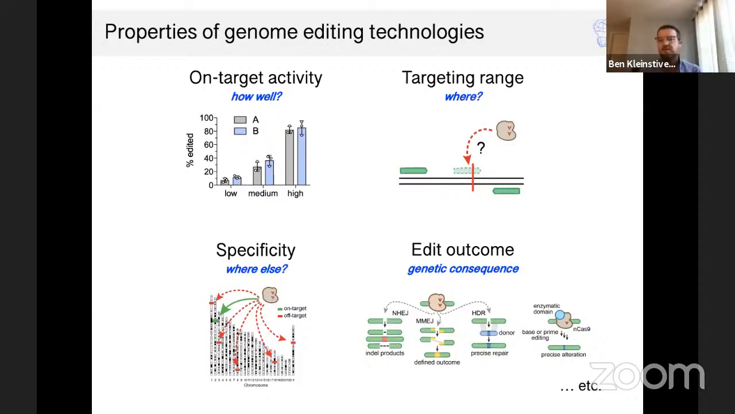There are, of course, other properties that I'm not describing to you here, like delivery. And I believe you've heard lots of lectures on viral vectors and delivery, either for gene therapy or gene editing. So those are extensively described elsewhere, but this list here is not meant to be comprehensive, just properties that we think about and how we can use protein engineering to improve these in the context of CRISPR genome editing.